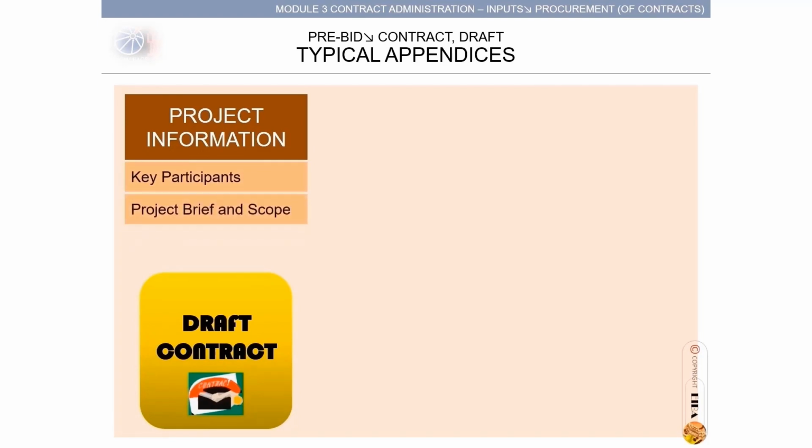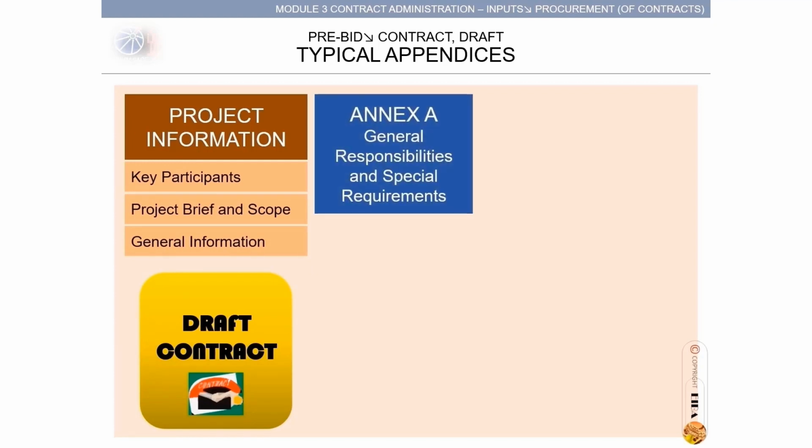Typical appendices attached to the draft contract may include project information that provides details of key participants, the project brief, and the scope of the project. General information to allow better understanding of the works. Annex A, General Responsibilities and Special Requirements. Here is the definition of roles of owner and constructor. Terms of reference to set the limitations between the owner and constructor.